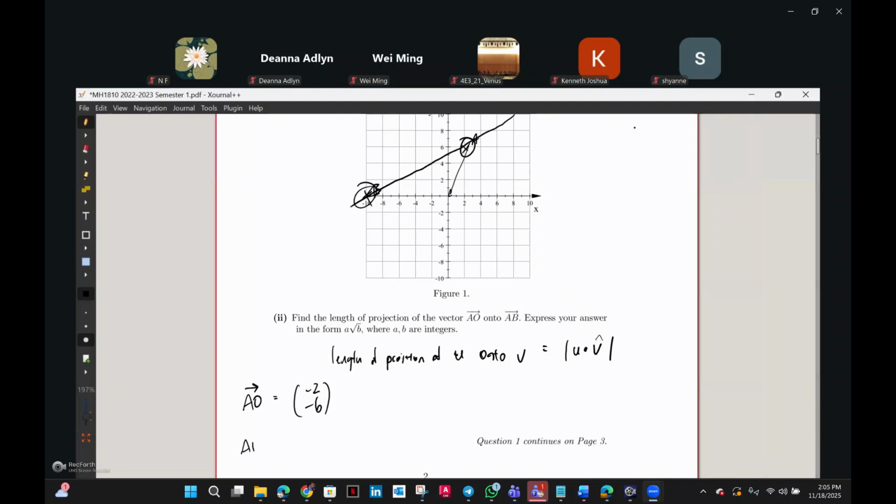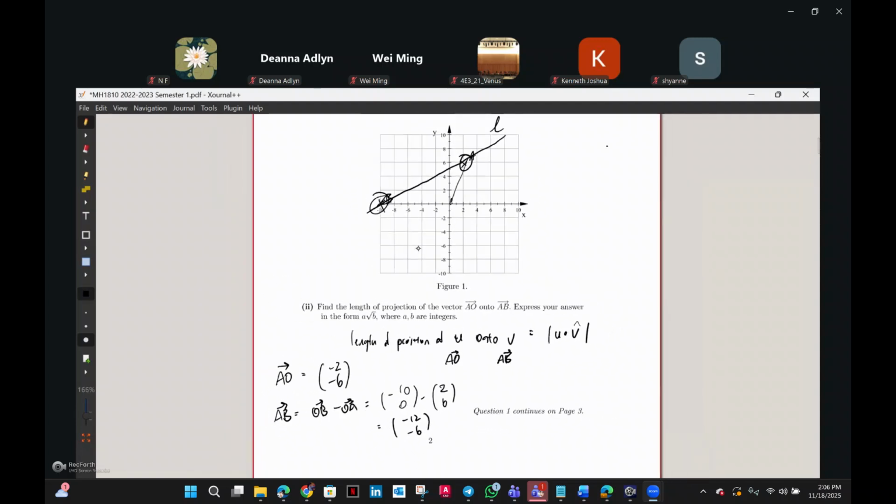Then AB is equal to OB minus OA. This is equal to (-10, 0) minus (2, 6). Then you should get... Okay, so we have AO and AB. So let's go ahead and calculate this. So this is AO now, and this is AB.